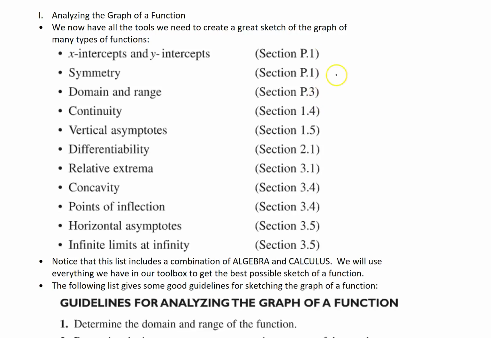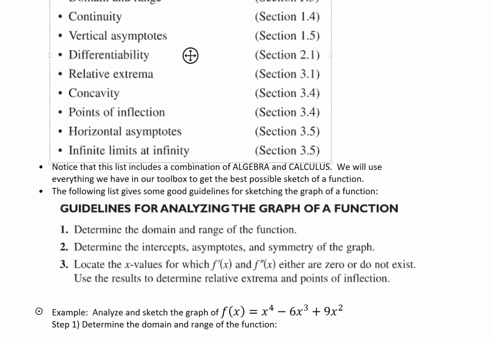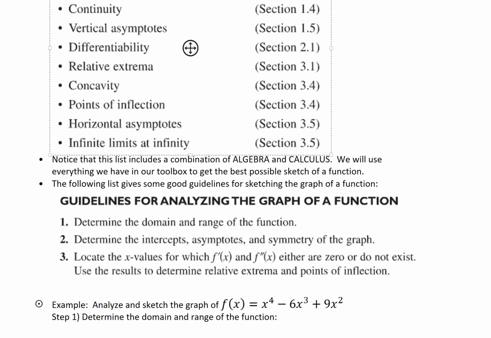Some of these are in the prerequisite chapters, some of them are in chapter 1, chapter 2, and most of it's in chapter 3. So this is a combination of algebra and calculus, and we're going to use everything that we have in our toolbox in order to get the best possible sketch of a function. So basically the steps are this. You want to figure out everything that algebra can tell you, definitely the domain, the range, the intercepts, the asymptotes, any symmetry that you have.